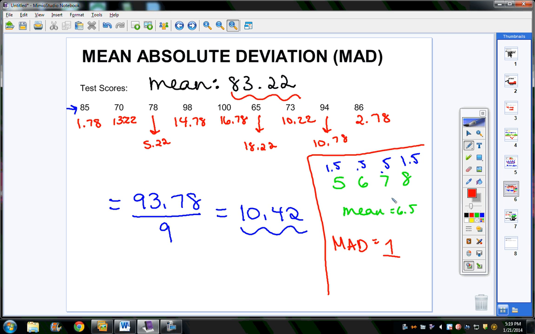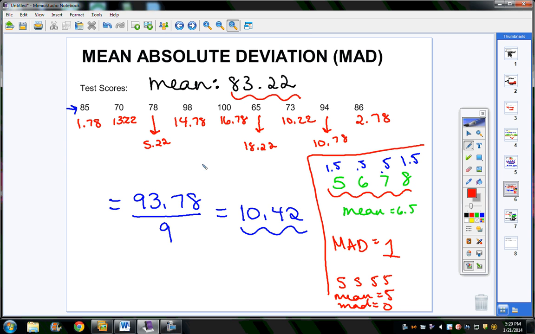Do you see here, these numbers are all really close together. That's why the MAD is 1. The mean of 6.5 is not far from any of these numbers. The closer the MAD is to 0, the less variance there is between the numbers. If all the numbers were 5s, the mean is 5, and the MAD is 0, because all the numbers are 0 away from 5. The larger the MAD is, the more variance there is in the numbers. And you can see here that these numbers vary more than these numbers do from each other.